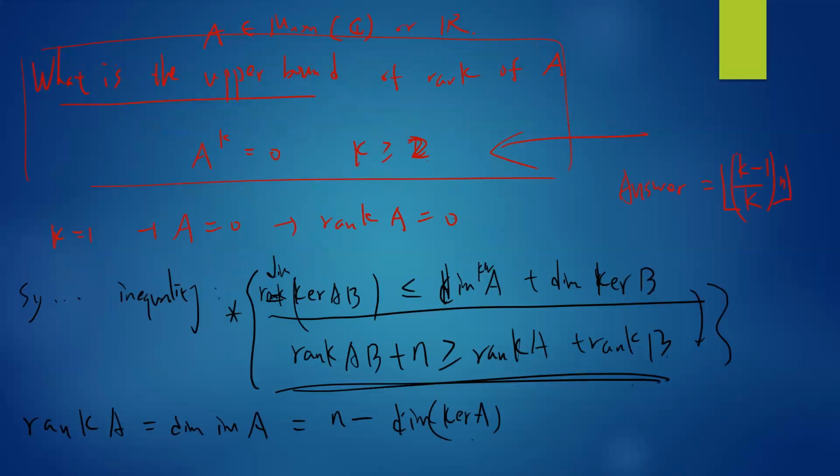So what's the upper bound of the rank of A of size N if A to the K is 0? Okay, see you guys in the next video.